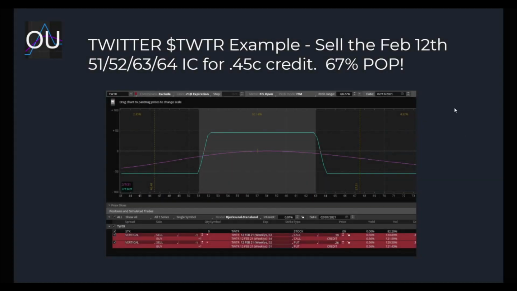And then the last trade setup I have for you is you want to bring those numbers in a little bit and get a little bit more return with a little bit more risk. You can sell the February 5th, 12th, 51, 52, the 63, 64 iron condor for a 45-cent credit, and it has a 67% probability of profit.